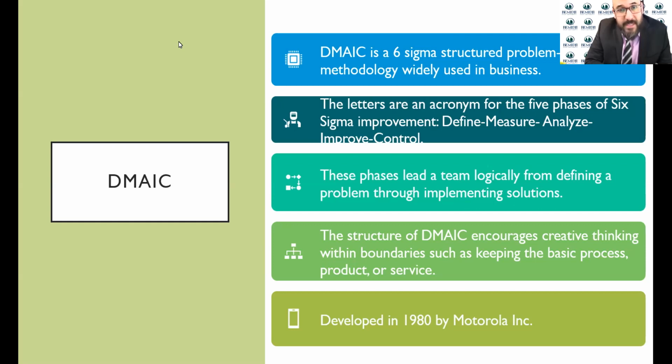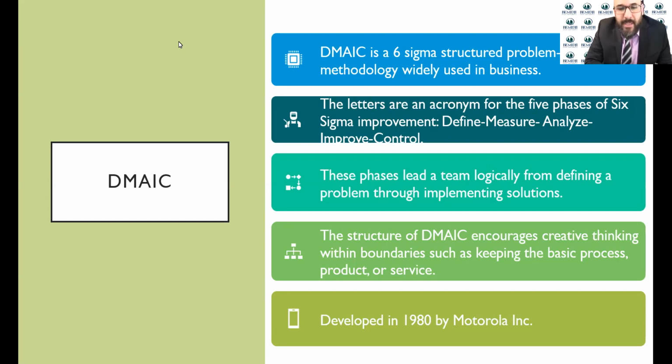We will be going through these phases in detail in this video, and we will be talking about the activities in each of these phases. These phases lead a team to logically define a problem. And this is what we need in a problem-solving team. We need the team to follow a logical process that will help them to identify the root cause of the problem, and that will help them to implement a solution.